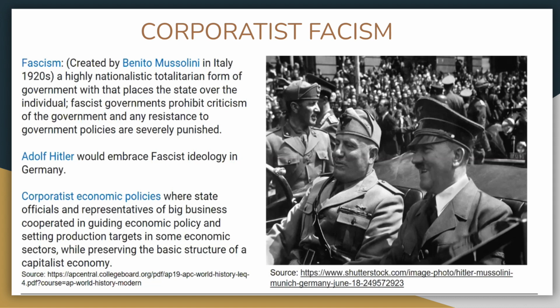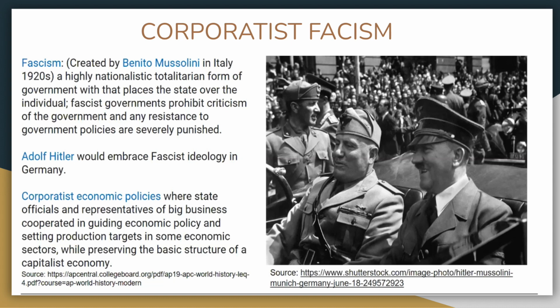So this was created by Benito Mussolini in Italy in the 1920s, a nationalistic totalitarian form of government that places the state over the individual. So they took almost total control. Fascist governments prohibit criticism of the government, they're against criticism in any form, any resistance. So Hitler eventually embraces this philosophy, fascism, and they create a system of control over their economies called corporatist economic policies. Corporatist economic policies.